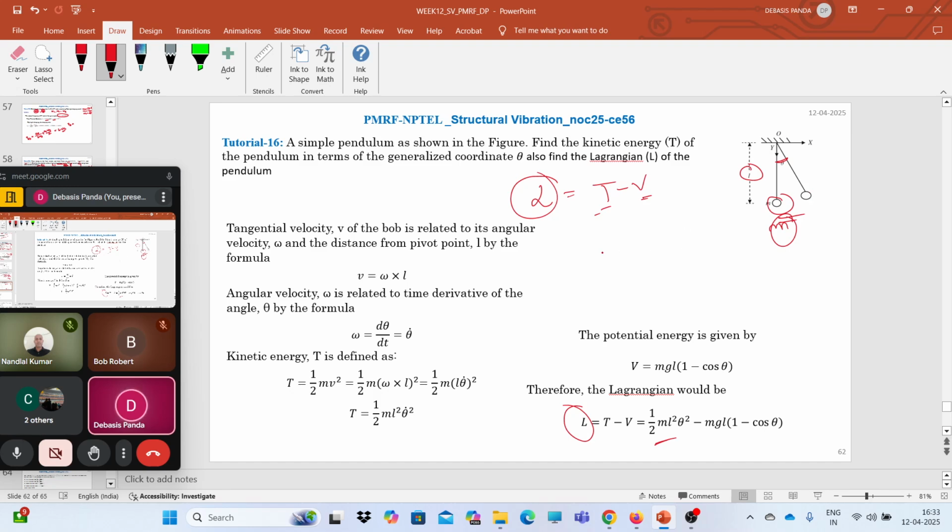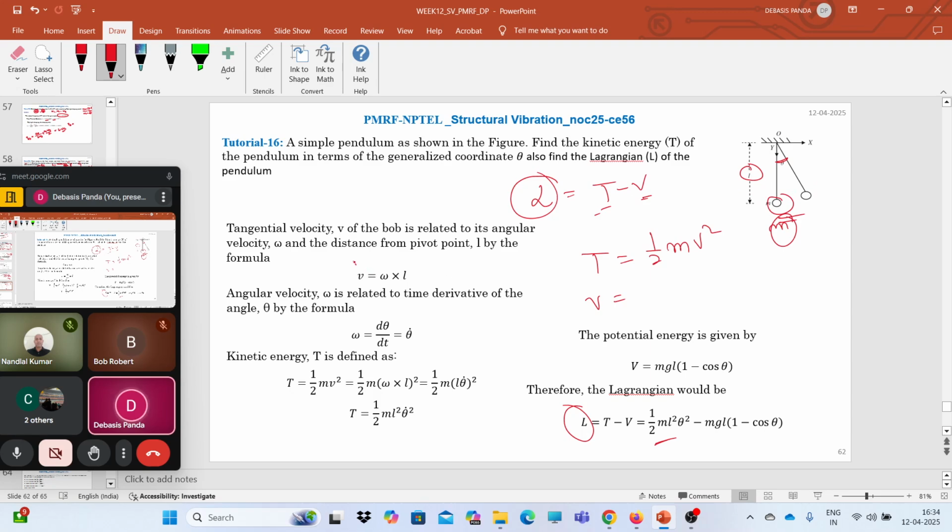What you need to do is first calculate the T, then calculate the V. How can you calculate the T? It's nothing but half M into V square, we know. Now here we need to calculate the V. That means what should be the velocity of this bob, because the bob will experience angular velocity. So we need to first linearize it.